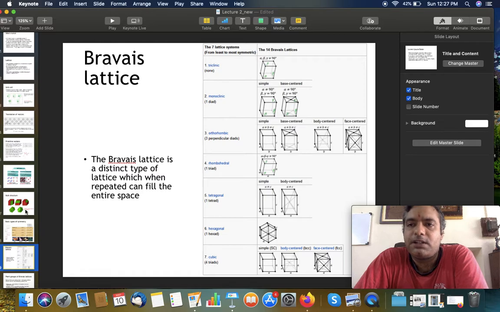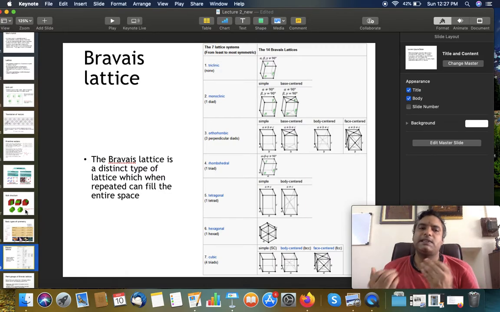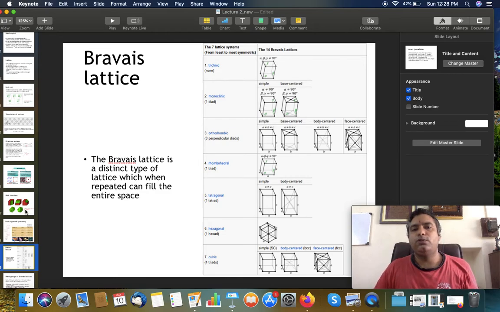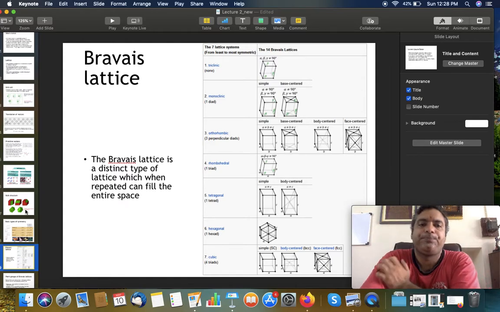What are these symmetries like cubic, orthorhombic, tetragonal, what we saw? All these structures belong to a bigger class of crystalline representation called the Bravais lattice. The Bravais lattice is a distinct type of lattice, and every type of crystalline structure falls under the Bravais lattice at some level. Or we can even go to the extent of saying every kind of space that can be filled in the entire universe can be fit into some kind of Bravais lattice. One or the other kind of Bravais lattice is going to fill up the entire space. That is the whole concept.